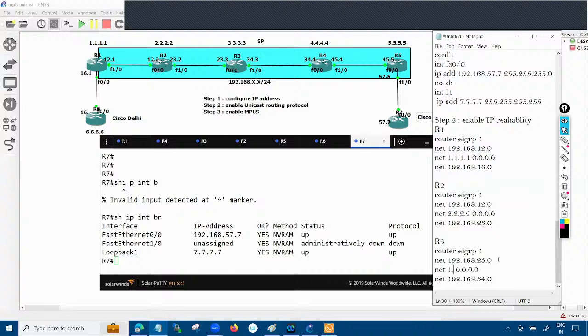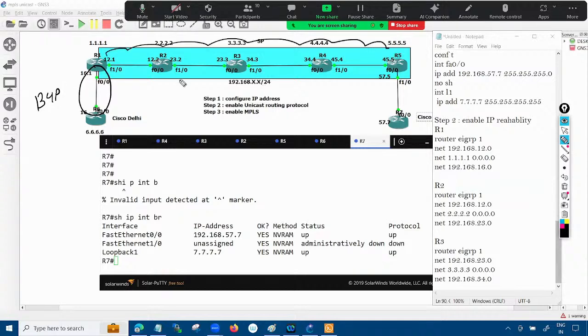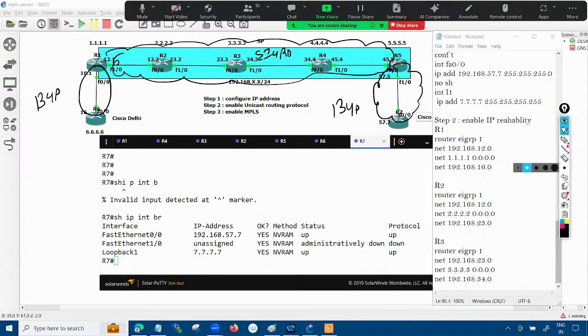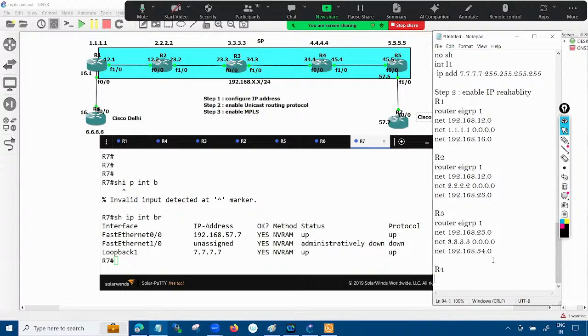Between the customer and the service provider, you can see that right now I'm using the same protocol entirely, EIGRP. You can use different ones: between this one and this one you can use BGP, and here to here I can use EIGRP, and here to here you can use eBGP. But if you're going to use BGP, then you need to do redistribution on this router. So on router 4, I'm making it simple so that you can understand the behavior of MPLS.